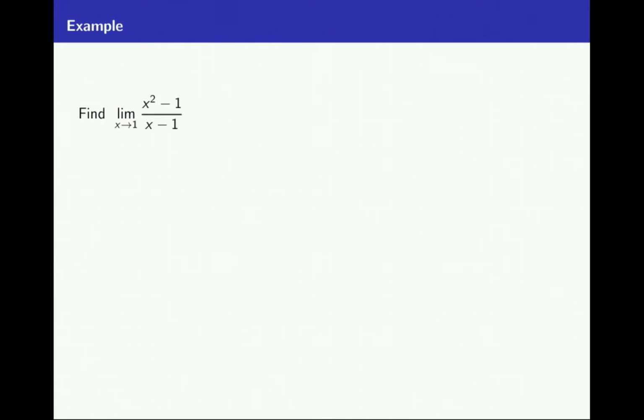Here's another example. You might recognize this from the previous lecture, lecture 7. Find the limit as x approaches 1 of x squared minus 1 over x minus 1. Notice that 1 is a bad point for this function. If you tried to plug in 1 to x squared minus 1 divided by x minus 1, you'd get 0 over 0, which is undefined.